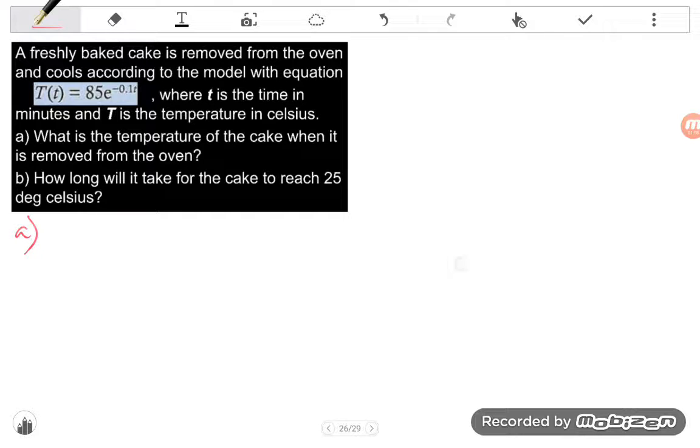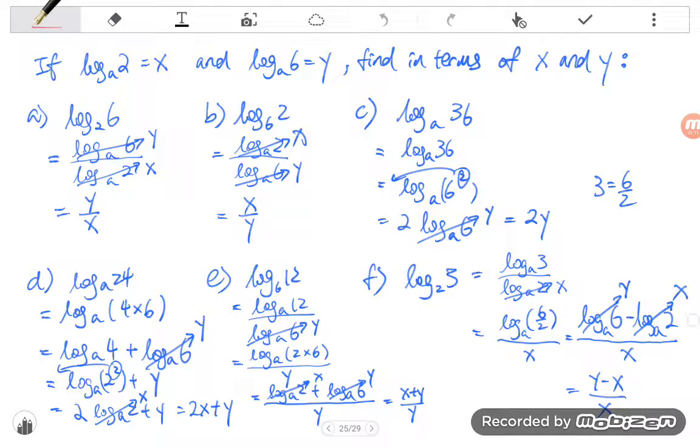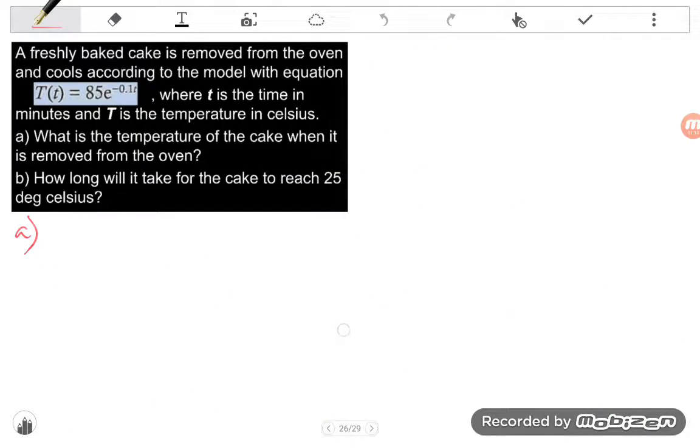What's the time going to be then? What is the time when I just removed the cake? The time is going to be 0. Make sense? So all I have to do is substitute the time with a 0 back into my equation, and that will give me my temperature. So e to the power of 0 gives us 1. So I have 85 degrees Celsius. Not too bad, right?